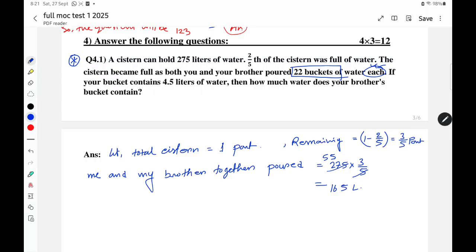We have to first find this. You may follow that you multiply by 2/5, then subtract from 275, whatever, যে কোনো method করে. So at first I find how many liters we have to fill. So we have to fill 165 liter water to full the cistern.